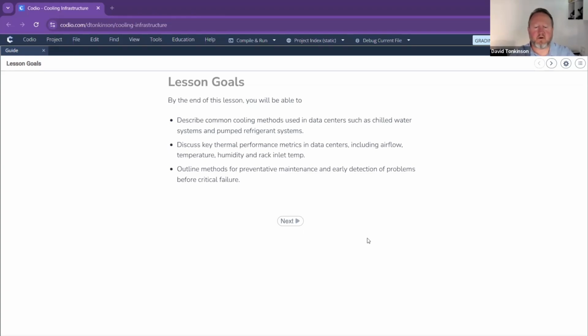So today we're going to be describing common cooling methods. How do we keep things cold? Why do we keep things cold? We'll talk about chilled water and other particular features. And we're going to discuss thermal performance metrics.